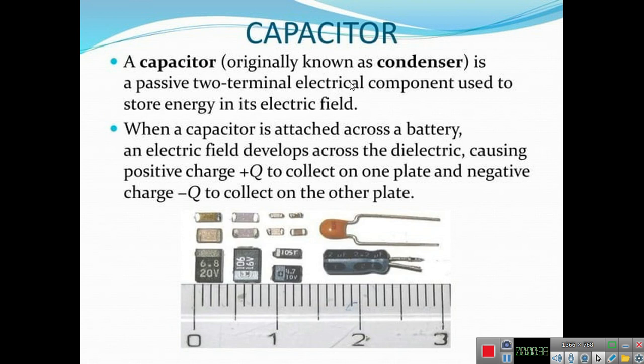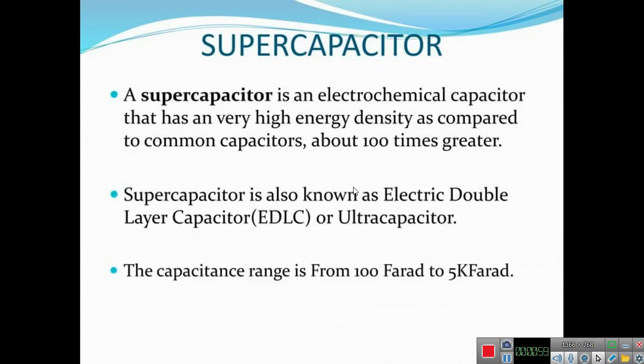So a capacitor, originally known as a condenser, is a passive two-terminal electrical component used to store energy in its electric field. When a capacitor is attached across a battery, an electric field develops across the dielectric, causing positive charge to collect on one plate and negative charge to collect on the other plate. A supercapacitor is an electrochemical capacitor that has a very high energy density compared to common capacitors, about 100 times greater. It is also known as an electric double layer capacitor or ultra capacitor. The capacitance range is from 100 farad to 5000 farad.